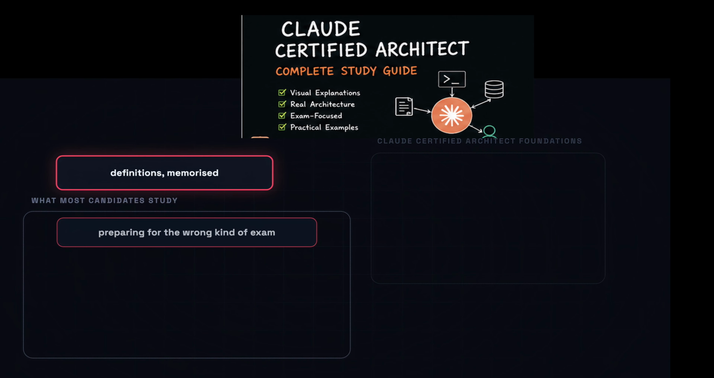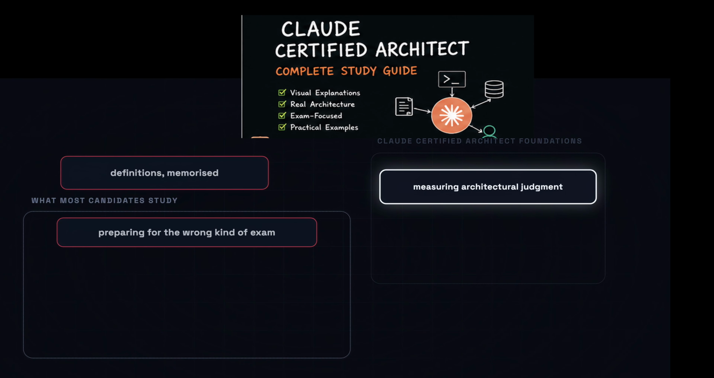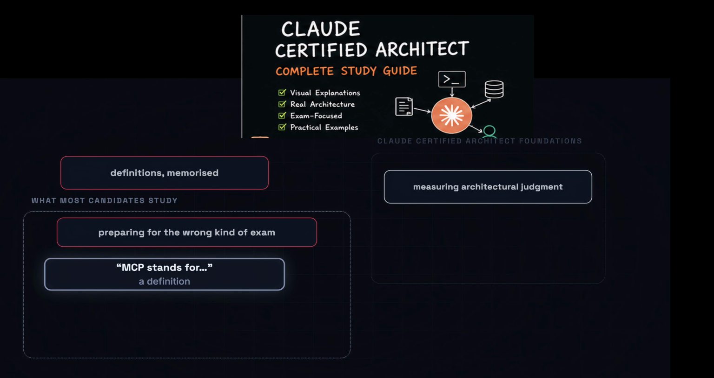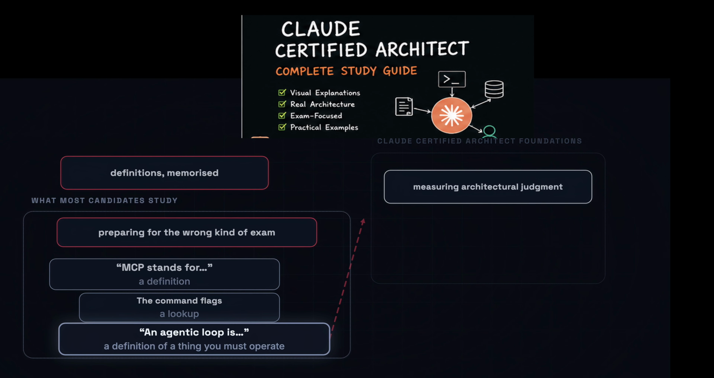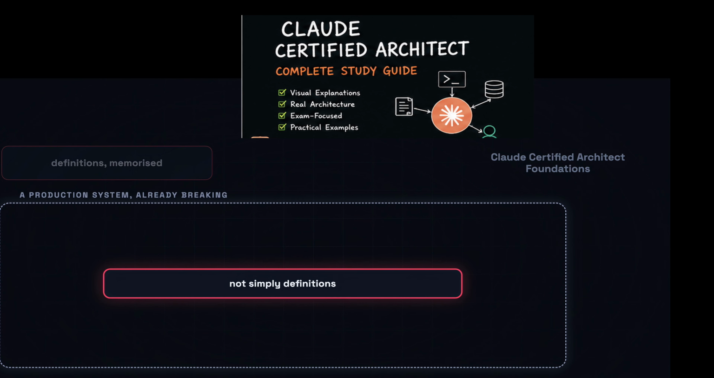They study definitions when the test is really measuring architectural judgment. They memorize what MCP stands for. They learn the command flags. They can define an agentic loop. But the exam does not simply ask for definitions.